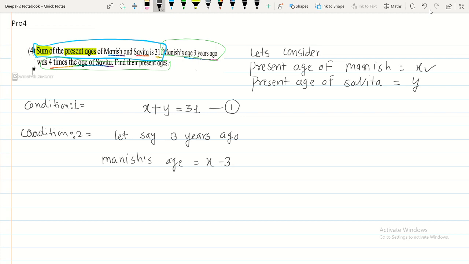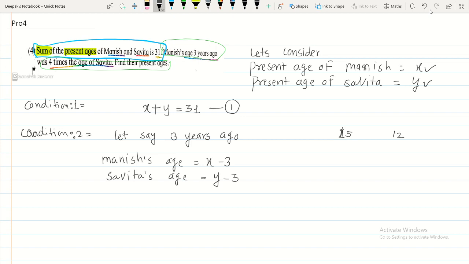Next, what is Savita's age 3 years ago? Because her current age is y, 3 years ago it will become y minus 3. Why am I just subtracting 3? Because let's consider an example: the age of Savita is say 15 right now. 3 years ago, how much will her age be? Her age will be 12.